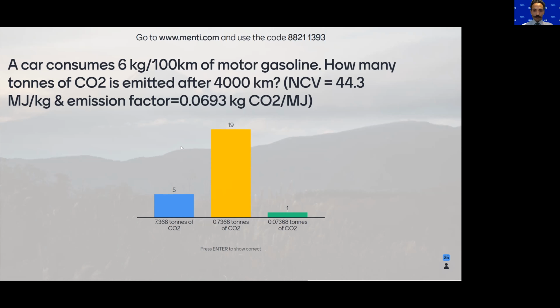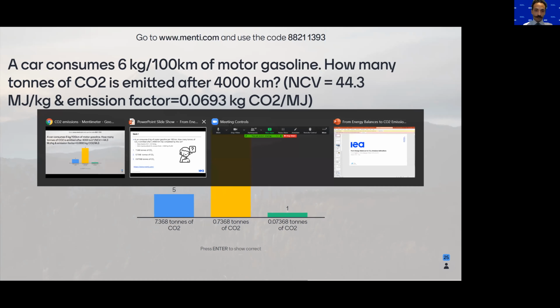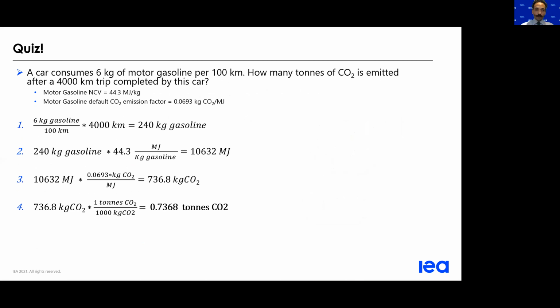Okay, I think it's not a bad time to start looking at the answer. So the first step would be to have the activity data in physical units. We know that the car is consuming 6 kilograms of gasoline per 100 kilometers, and the car trip has actually been 4,000 kilometers. So a multiplication will give us the consumption of gasoline in physical units, which is 240 kilograms. The second step would be to convert these physical units into energy units.